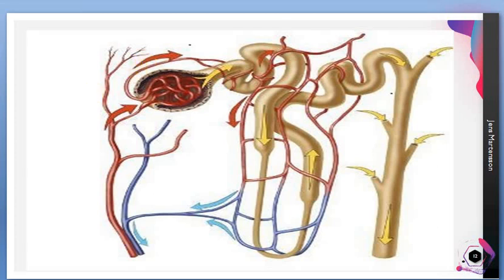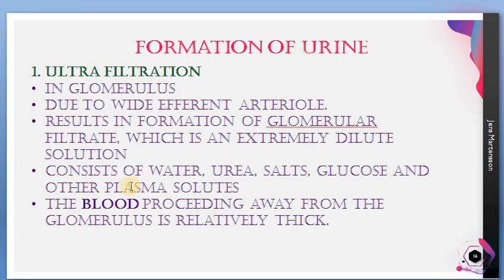And what are the products coming out, or what are the substances which are separated out due to ultrafiltration? What I am talking about is the glomerular filtrate. The glomerular filtrate consists of water, urea, salt, glucose and other plasma solutes too. Plasma is found in the blood. So other plasma solutes are also pushed out of the blood.